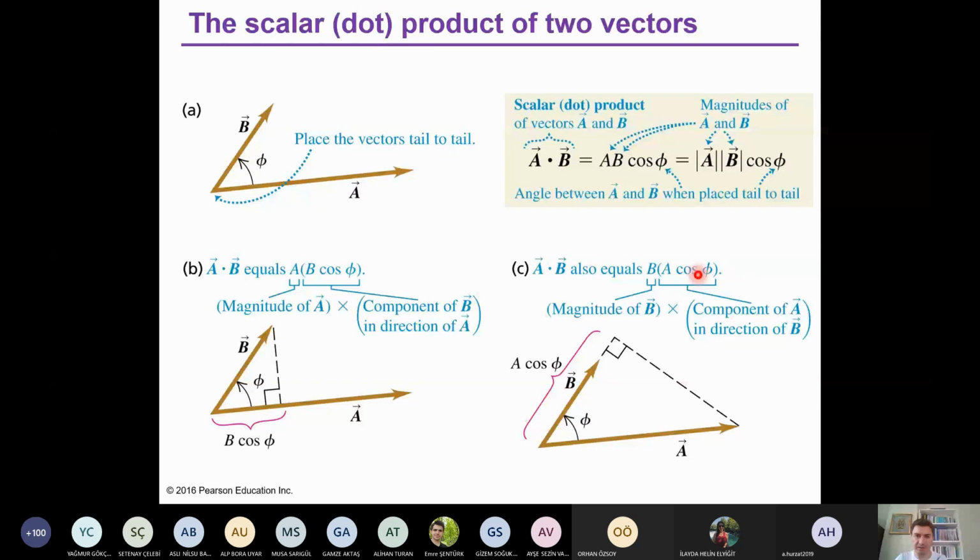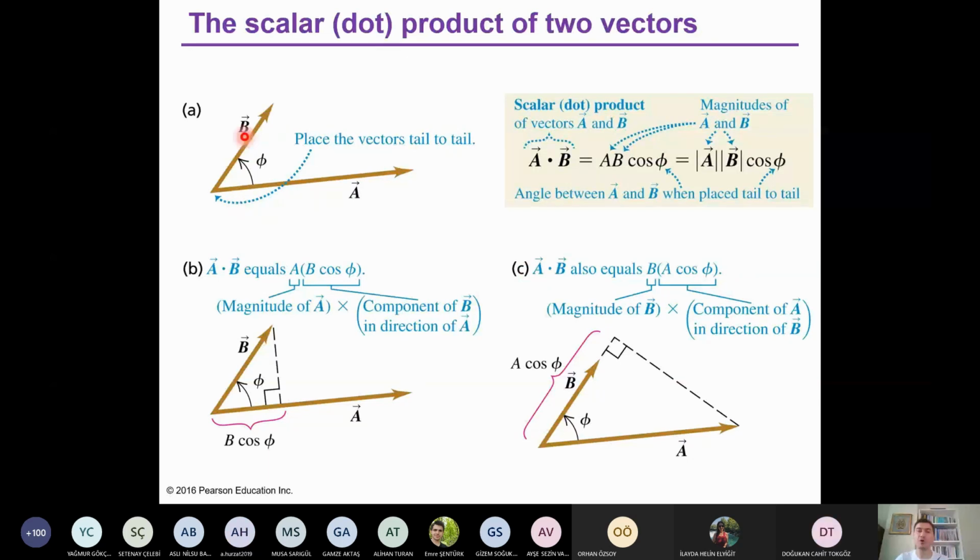Here we have B, and here we have the component of A in the direction of B. This is the A vector. If you take the component of this A vector along the B vector, you will get A cosine phi. So you can write in this form, or you can write in this form. So the result is this one. This is dot product of vectors A and B. Do we have any question here?